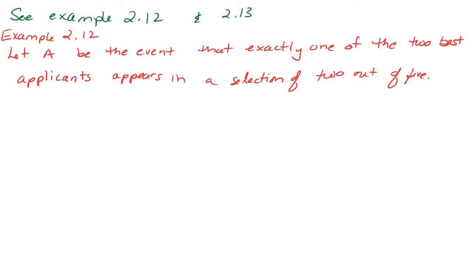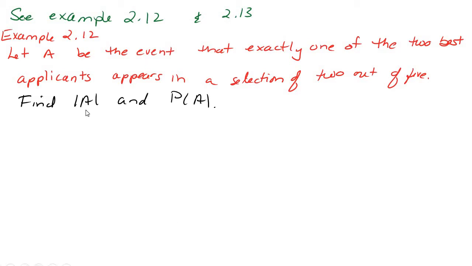I'm going to go through 212 carefully so that you can see what it's about. Suppose I have the event, a subset of the sample space, that exactly one of the 2 best applicants appears. So I have 5 applicants for a job, and I grab 2 out of these 5, and I want exactly one of the 2 best. So I arrange the 5, there's 2 of them that are best, and I want exactly one of the 2 best applicants to appear in my selection.